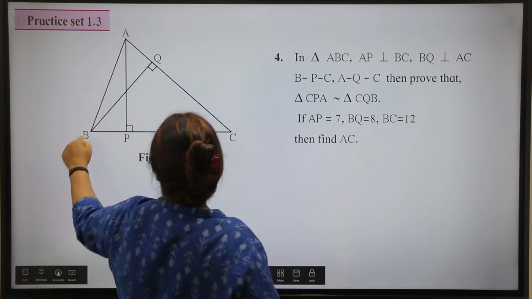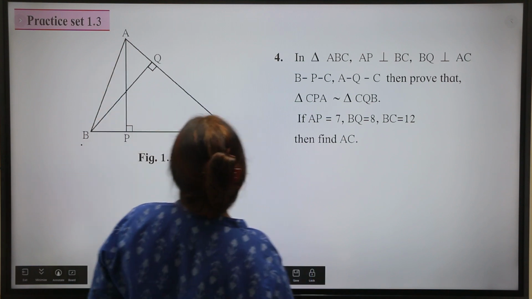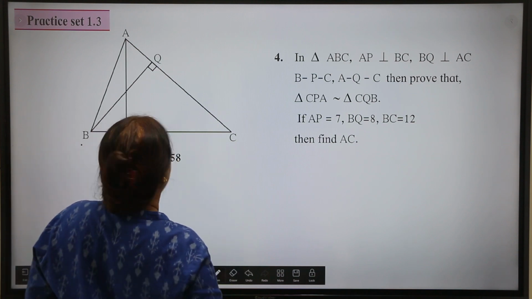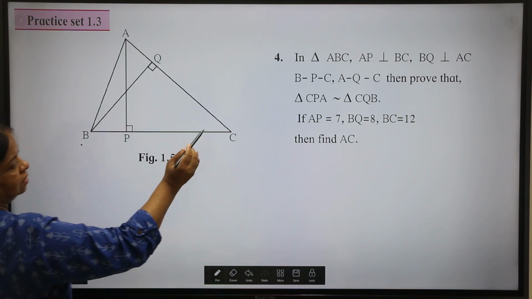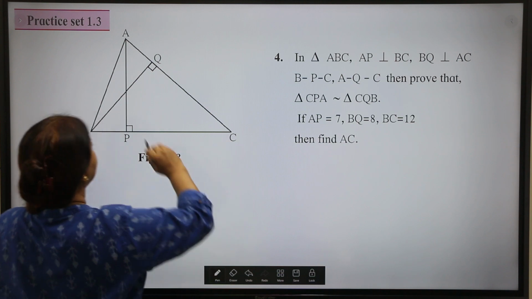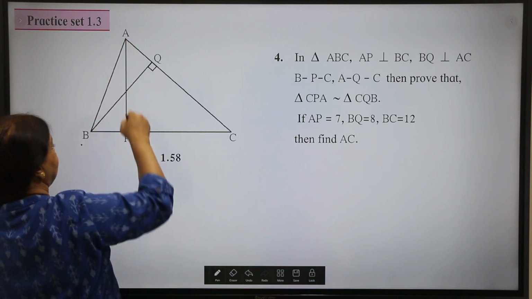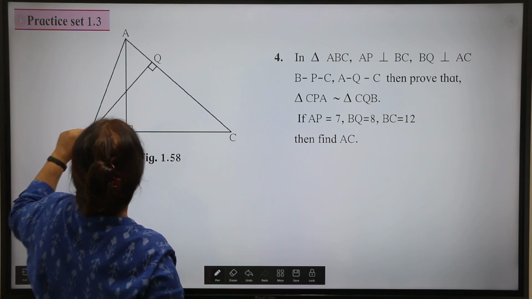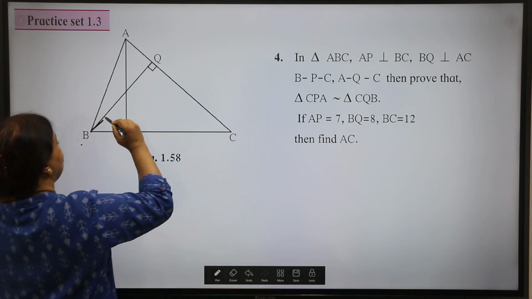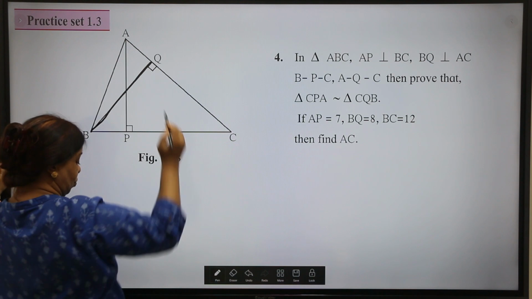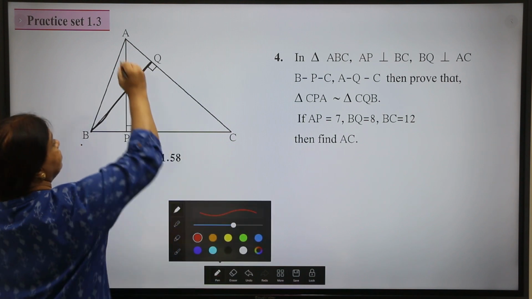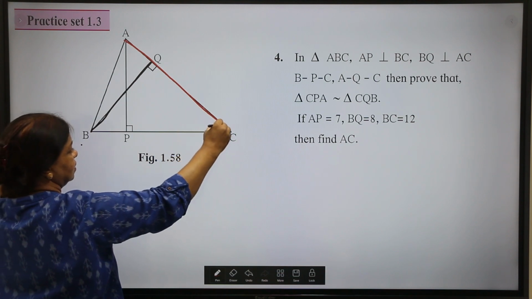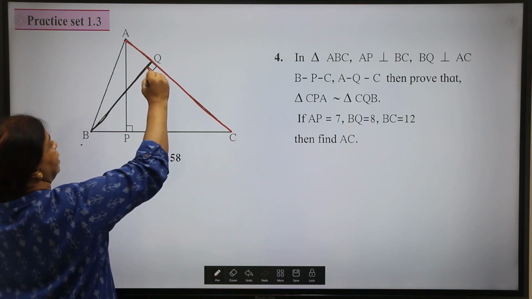Triangle ABC, where AP is perpendicular to BC, and in triangle ABC, AP is perpendicular to BC, and BQ is perpendicular to AC. Yes, that means it is 90 degrees here.